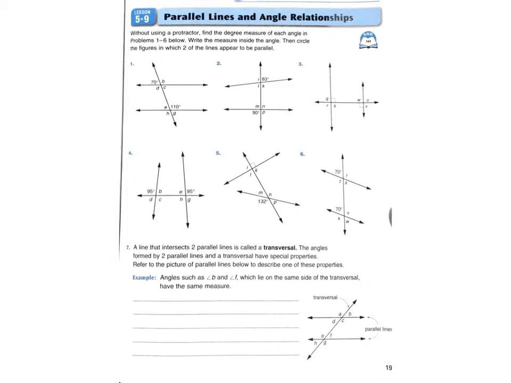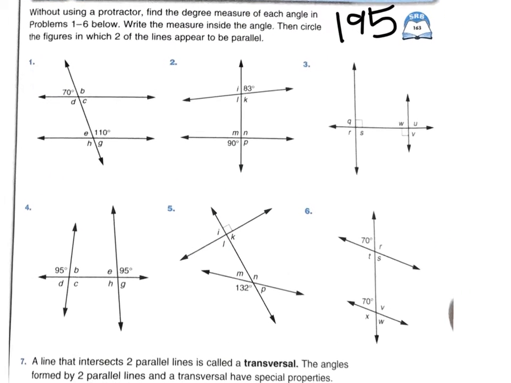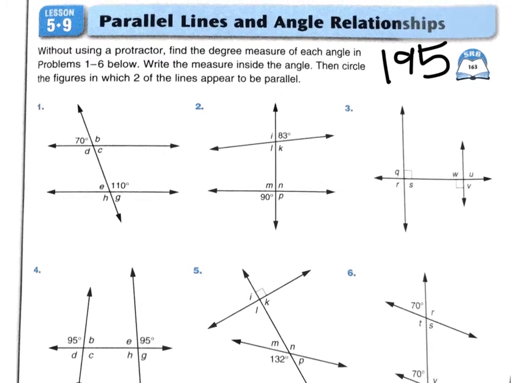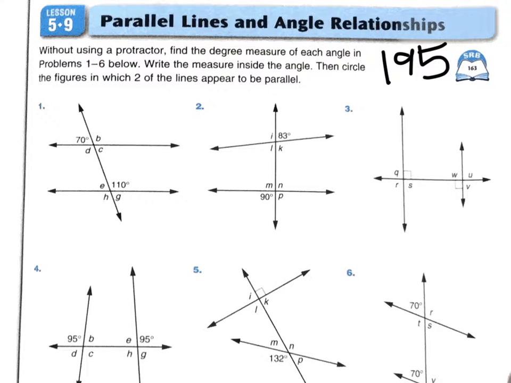All right, now we just hopped over to page number 195. So you should be here as well. And looking at these, now we have something different. Now we're looking at parallel lines and angle measures. So it says, without using a protractor, find the degree measure of each angle in problems 1 through 6 below. Write the measure inside the angle. Then circle the figures in which two of the lines appear to be parallel. We're actually going to go do that first. So figuring out which ones are parallel, I want to do this first because I do think some people maybe would forget about this direction. We're going to go ahead and do that right now.